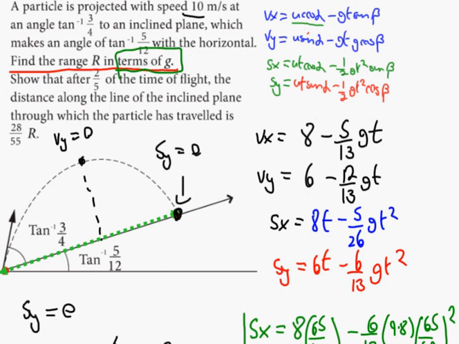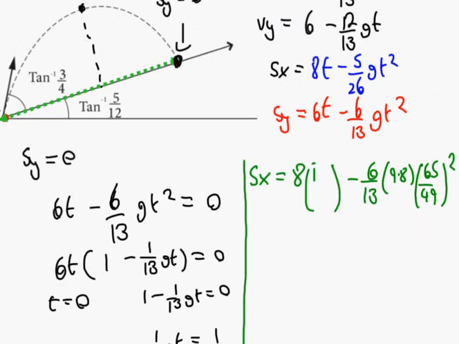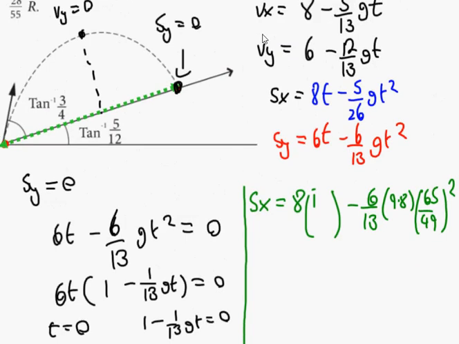Instead of using 65 over 49, I'm going to use 13 over g. So I'll just get this here. Yes, so that isn't 6 over 13 either. What'd you say? That's on the sy, 6 over 13. Oh, 6 over 13 is the sy. I'm looking for the sx. Excuse me. So the sx is 5 over 26. Thank you very much. And it's 13 over g.